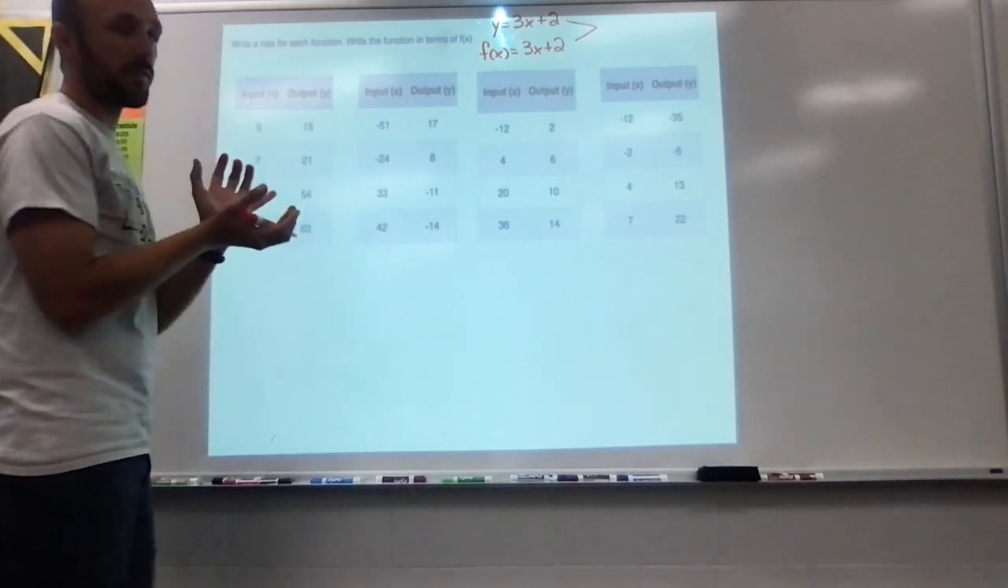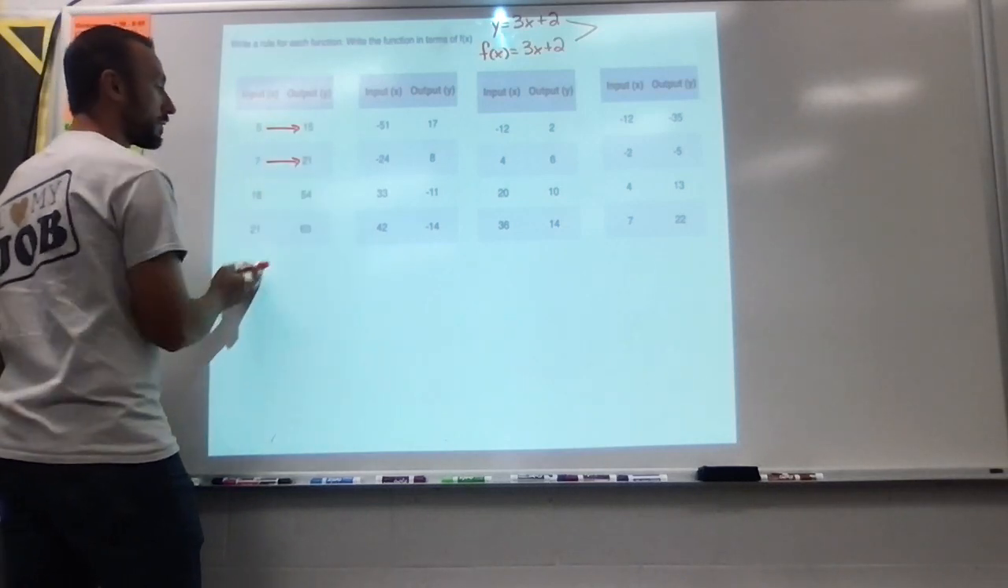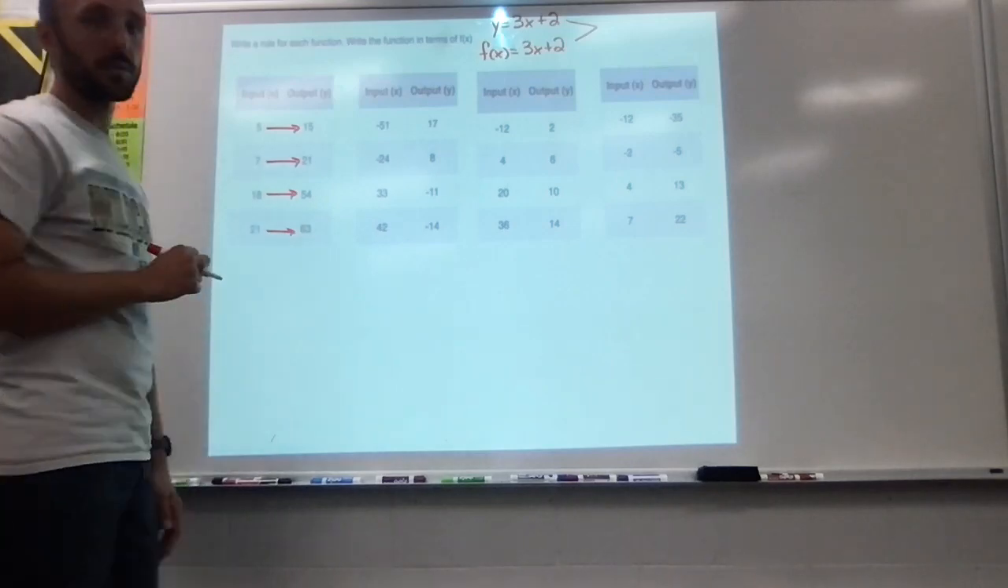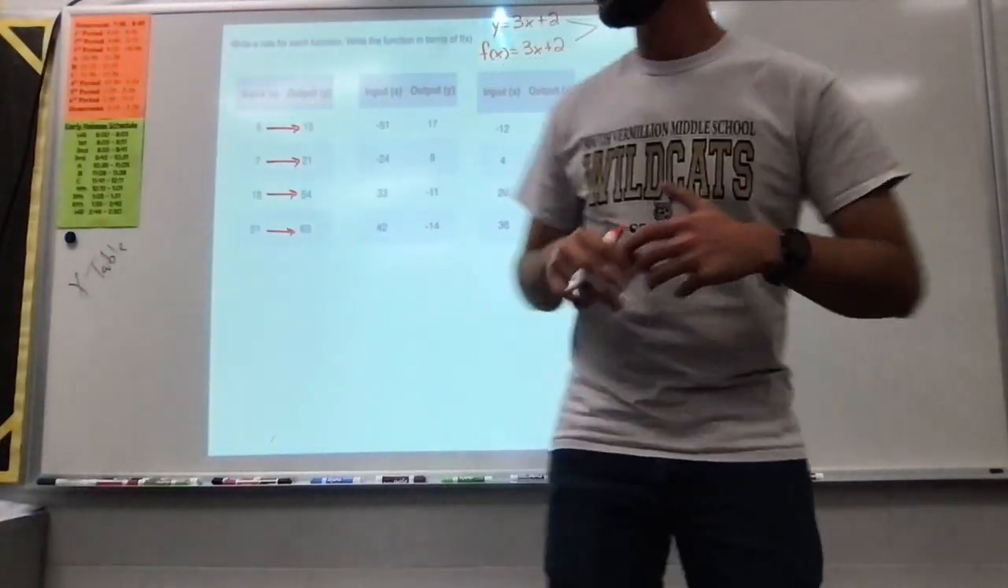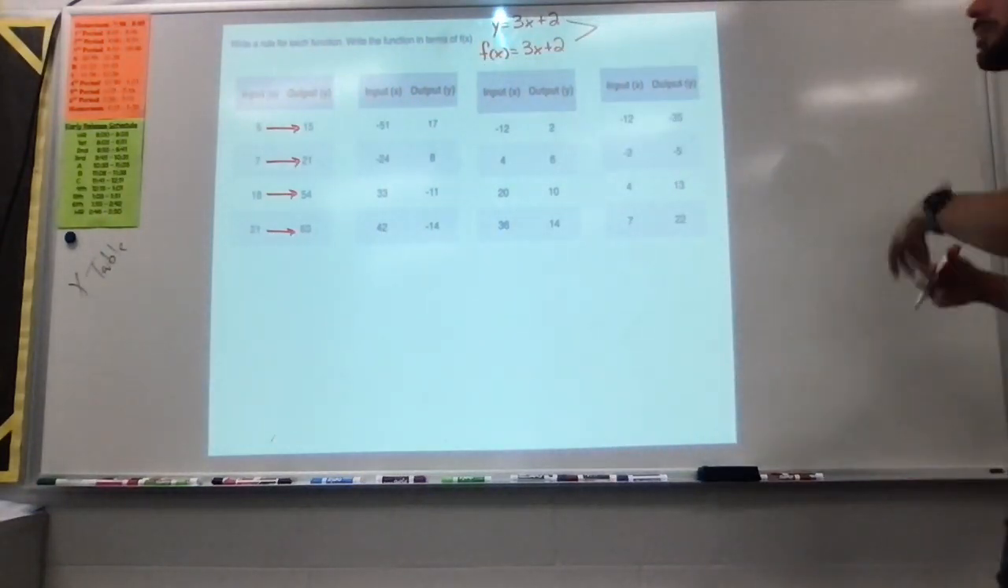So I know whatever my function is, if I have 5, it becomes 15. If I have 7, it becomes 21. If I have 18, it becomes 54. And if I have 21, it becomes 63. So looking at that, I need to look for some sort of pattern, some sort of rule that shows me how my x's, how my inputs, how my domains become my y's, my outputs, my ranges.